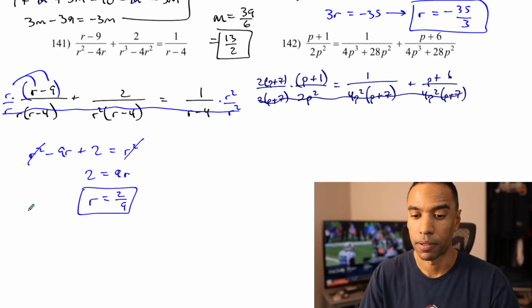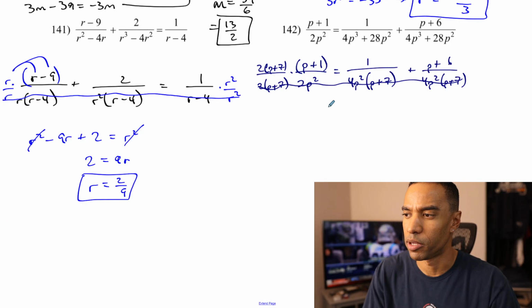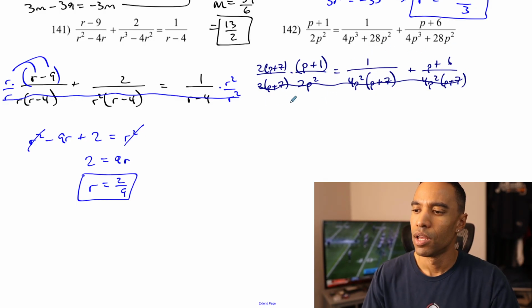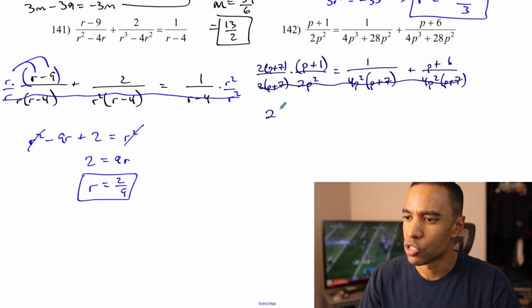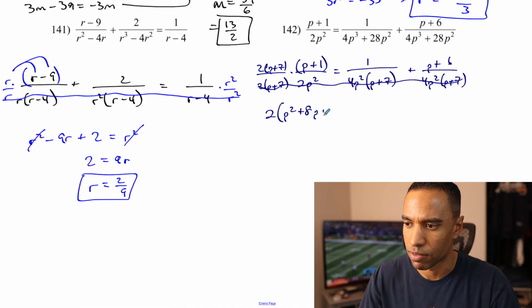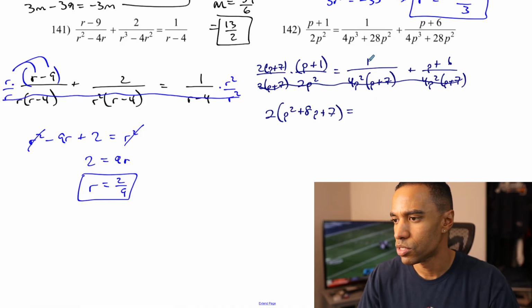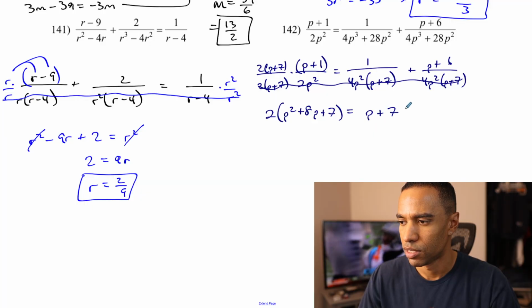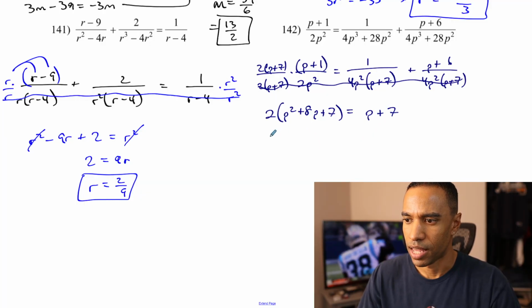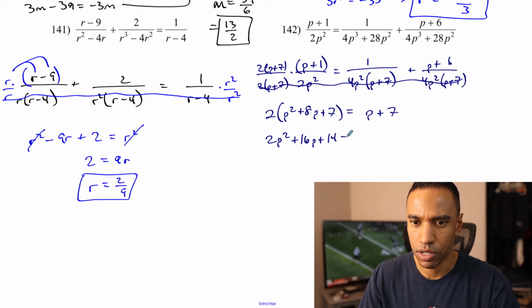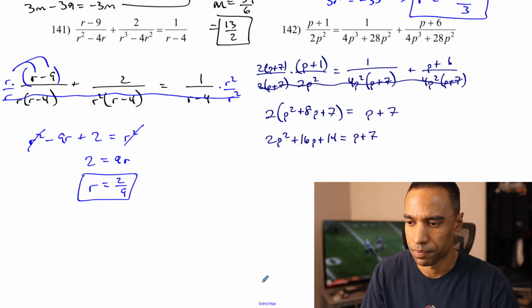And this is a quadratic. In the end, this will be a quadratic. So let's do it. Oh, you know what? This would have been a common, that's okay. All right, I got 2 times, FOIL that's p squared plus 8p plus 7 equals 1 plus p plus 6 is p plus 7. Distribute that. I have 2p squared plus 16p plus 14 equals p plus 7.